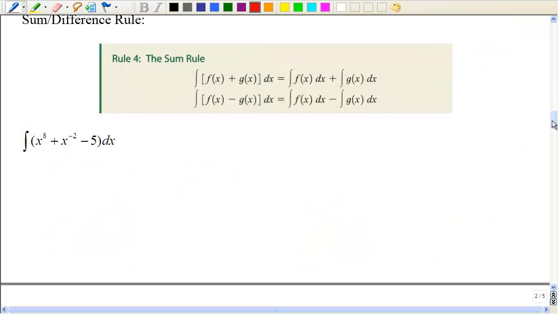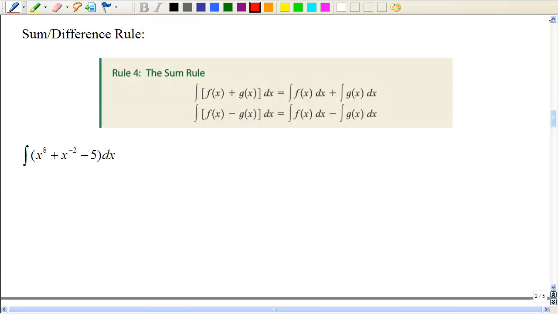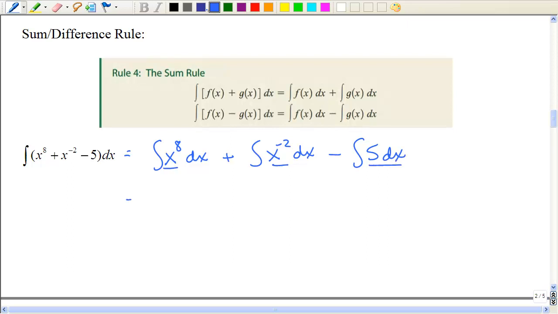Okay, this next rule just talks about, just like we took the derivative, that you can split up the addition and subtraction and then take the derivative of that. Same thing with the integral, or the antiderivative. So this is going to be the integral of the first term plus the integral of the second term, since the last one is minus that. And then we would use each rule appropriately. So these would be the power rule, that's the constant rule.